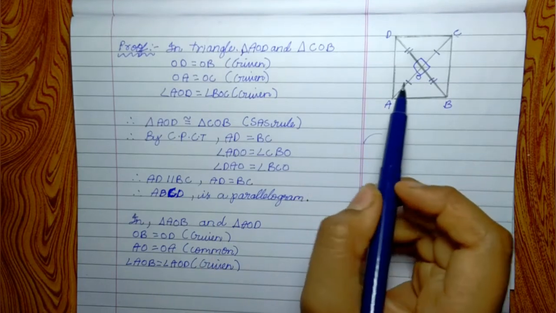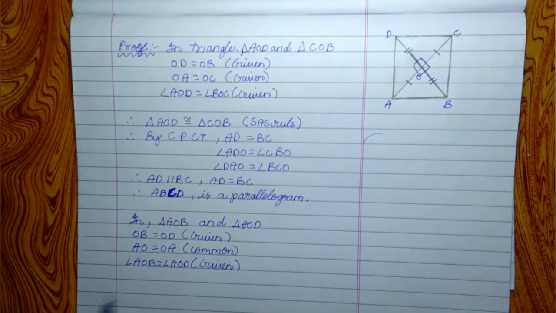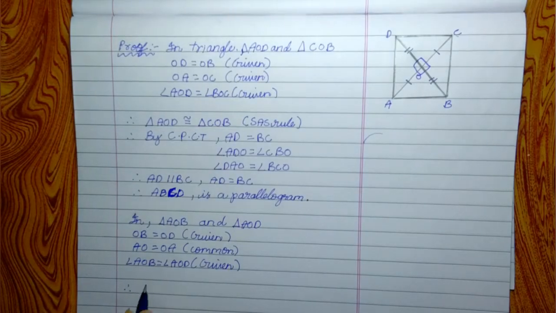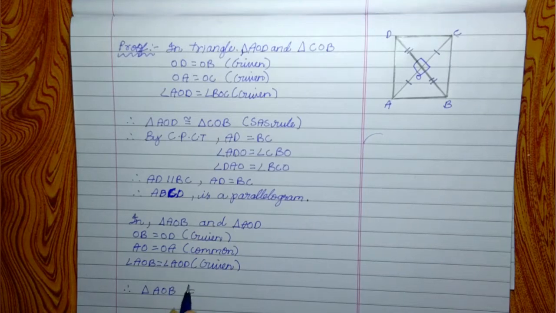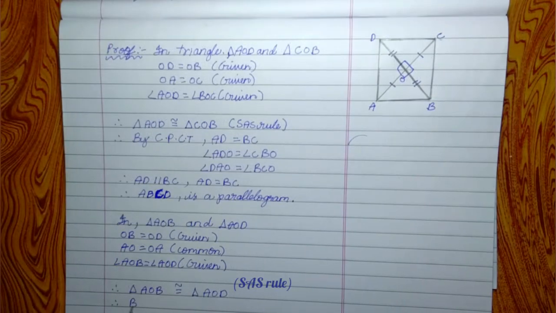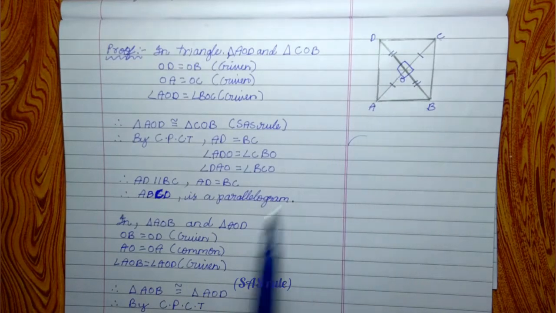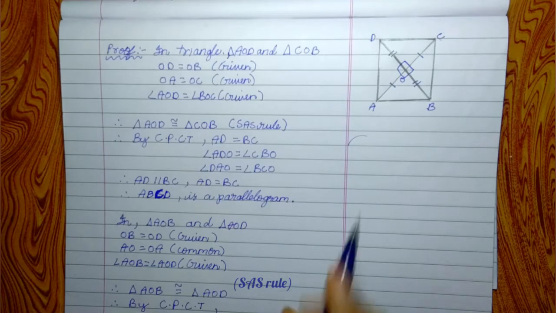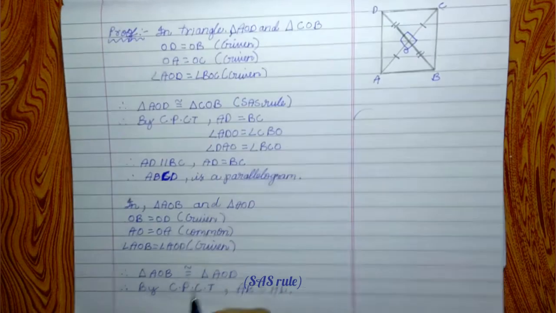Therefore, we can say that these two triangles are congruent to each other. Therefore, triangle AOB is congruent to triangle AOD. Therefore, by CPCT, okay friends, by corresponding parts of congruent triangles, we can say that AB is equal to AD. Correct friends? AB is equal to AD. So let us move on.